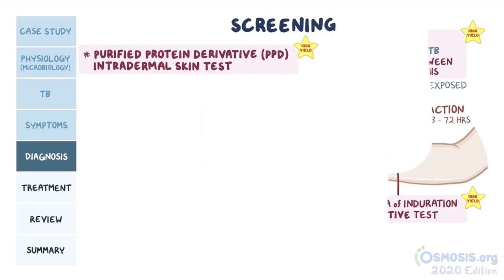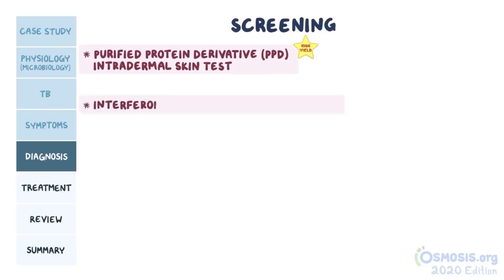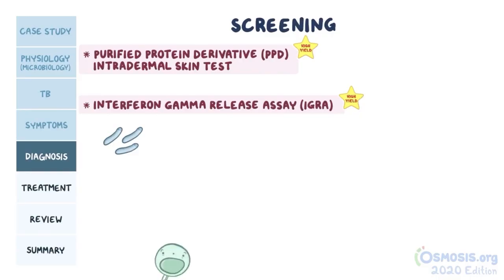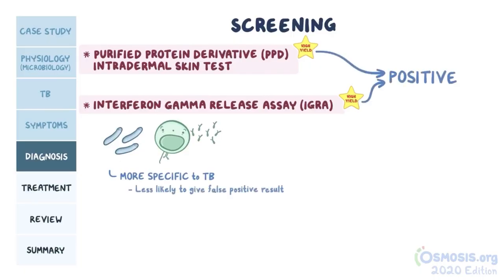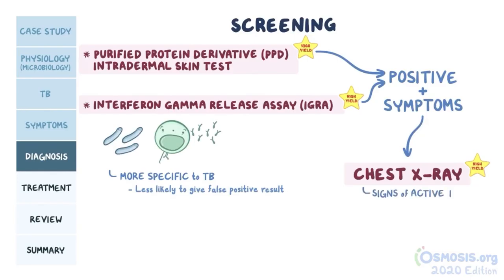As an alternative screening test, there are also interferon gamma release assays, or IGRAs. Basically, they work by measuring the amount of interferon gamma released by T lymphocytes when exposed to antigens unique to Mycobacterium tuberculosis. IGRAs are more specific to TB rather than other types of mycobacterial infections, and are less likely to give a false positive result. If either of the two tests were positive, and the individual presents characteristic symptoms, the next step is a chest X-ray to look for signs of active TB disease.